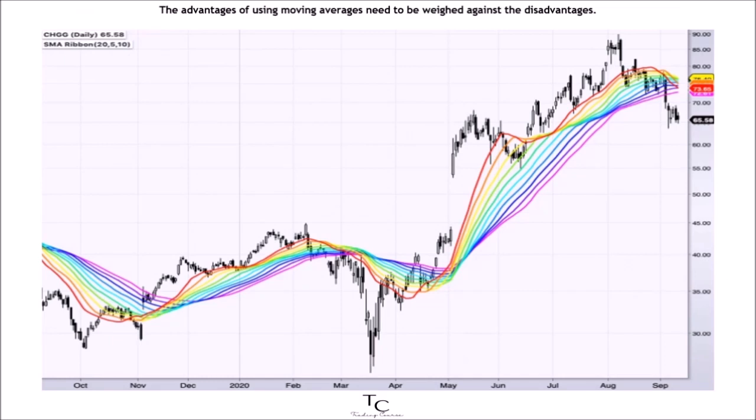The advantages of using moving averages need to be weighed against the disadvantages. Moving averages are trend-following, or lagging, indicators that will always be a step behind. This is not necessarily a bad thing though. After all, the trend is your friend and it is best to trade in the direction of the trend. Moving averages ensure that a trader is in line with the current trend.